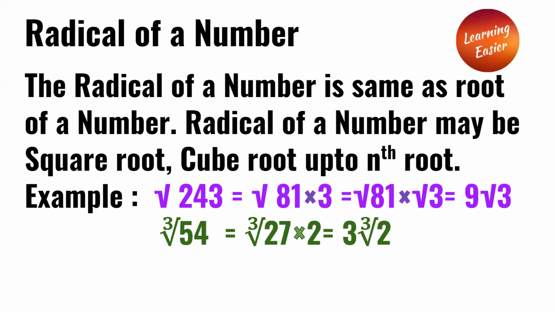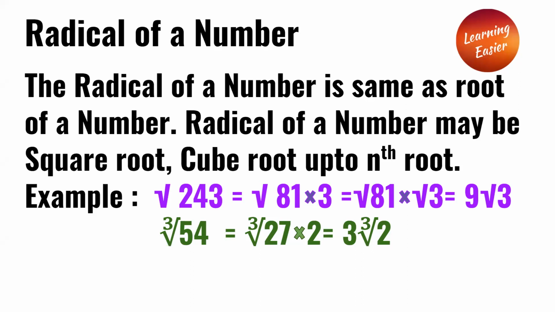The radical of a number is the same thing as the square root of a number. A radical of a number may be a square root, cube root, up to the nth root. Example: the square root of 243 is equal to the square root of 81 times 3, which is equal to the square root of 81 times the square root of 3, which is equal to 9 square root of 3.